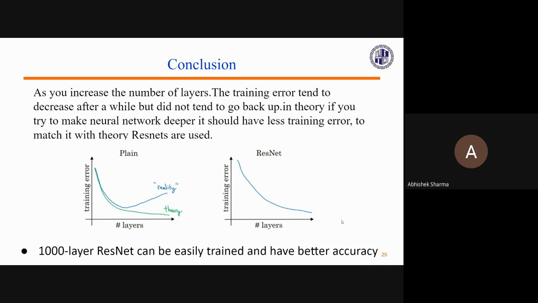Yeah, so here we come to the conclusion of the research. As we see, as we increase the number of layers, the training error tends to decrease. In theory, if you make a neural network deeper, it should have less training error. That is why ResNets are used. From the graph, we can see that when we use ResNet, as we increase the number of layers, the training error decreases, which matches the theory. And a 1,000 layer ResNet can easily be trained and have better accuracy. This can be inferred from the graphs.